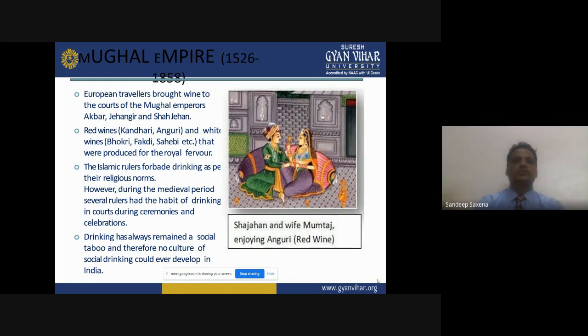Islamic rules forbade drinking as per their religious norms. However, during the medieval period, several rulers had the habit of drinking in courts during ceremonies and celebrations. Drinking has always remained a social taboo, and therefore no culture of social drinking could ever develop in India. Shahjahan and his wife Mumtaz enjoying Anguri, the red wine. These are some images of the Indian wine journey.